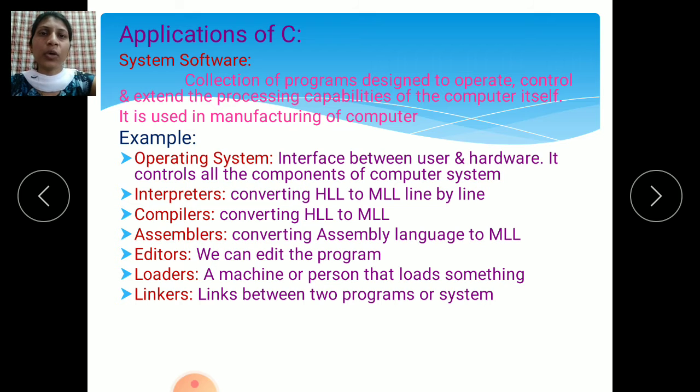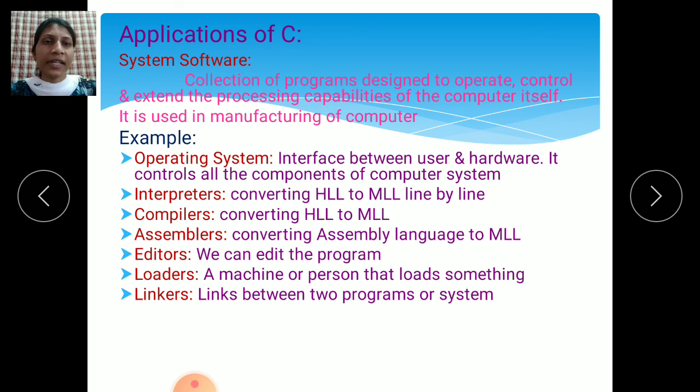It will help to work the system, which means that the system will work according to that code. Whatever code you have written behind it, the system will work according to that code. Then, examples. What are the examples of system software? These are the examples of system software.